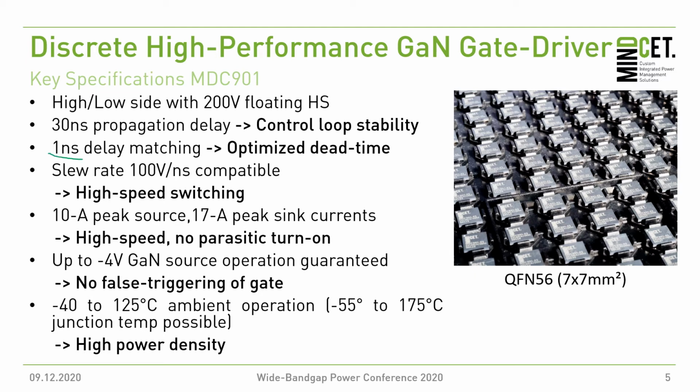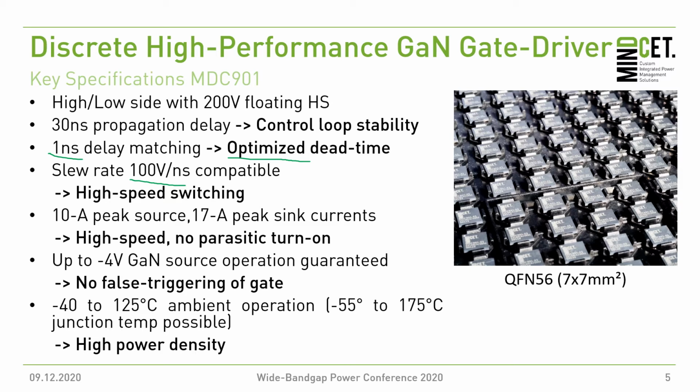We have a 1 nanosecond delay matching between high side and low side, which for a 200 volt driver is really very good. And this can be used to optimize the dead time up to a point where the maximum performance can be reached. Slew rate is compatible with 100 volt per nanosecond. I challenge anyone to build a power stage that can switch faster in a reliable way. If you can, there's a good chance that our driver is still compatible with that, but it's not so easy to build that. But we are for sure able to take that. So high-speed switching is possible.